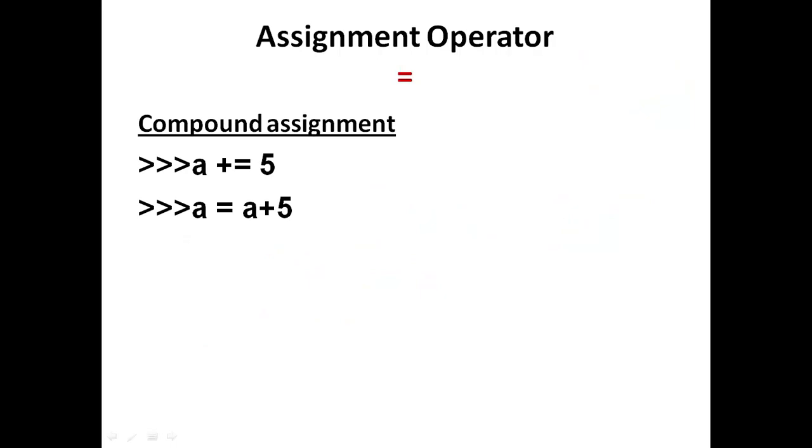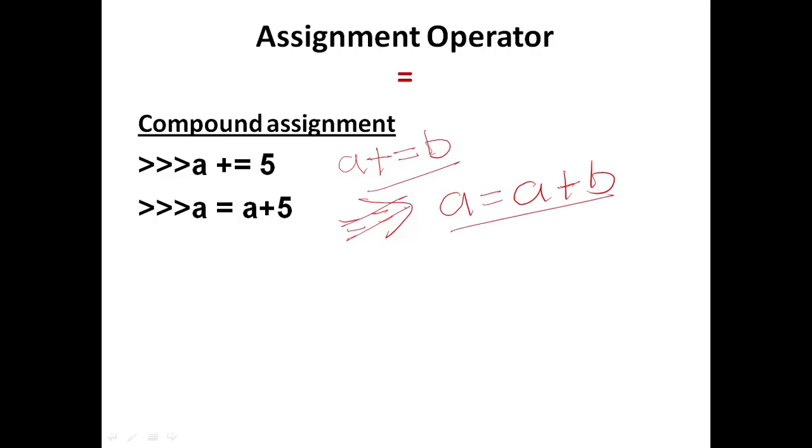Python also supports the compound assignment operator. The general syntax of the compound assignment operator is that you can use any arithmetic operator, like plus, then you use the assignment operator. So if you have two operands a and b, this is equivalent to a equals to a plus b. Both statements are equal, this statement and this statement.